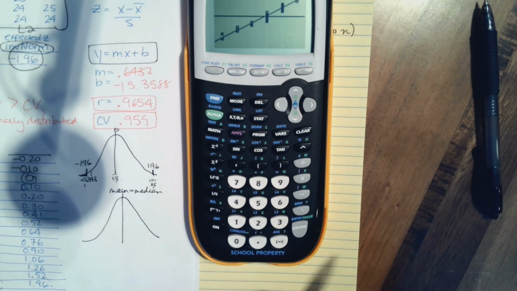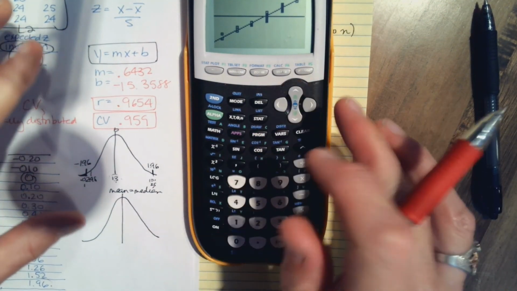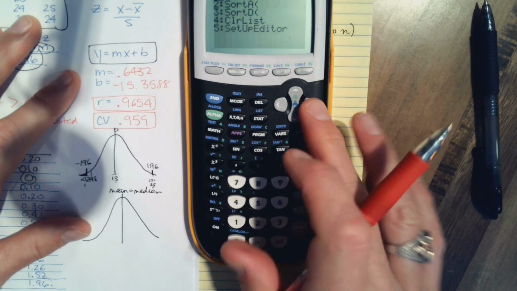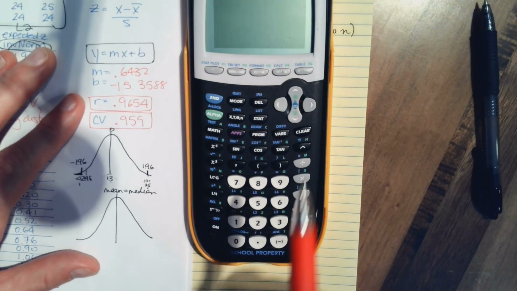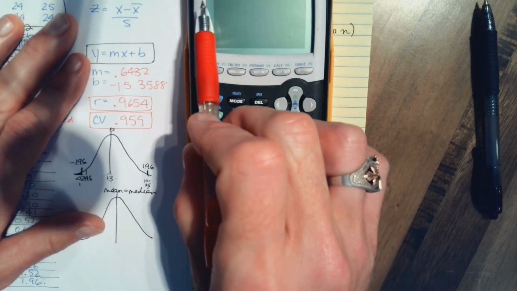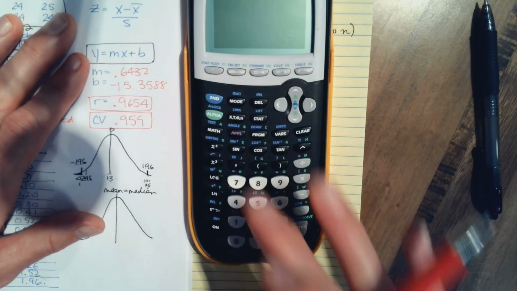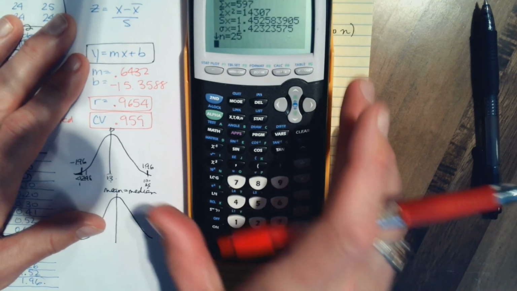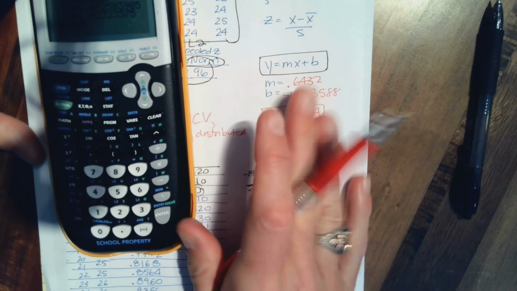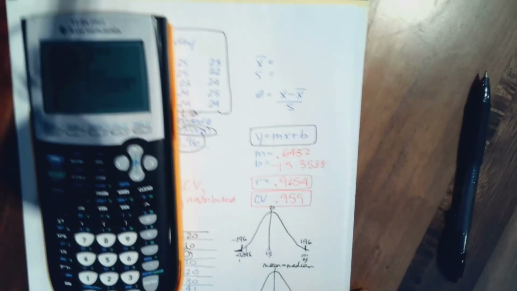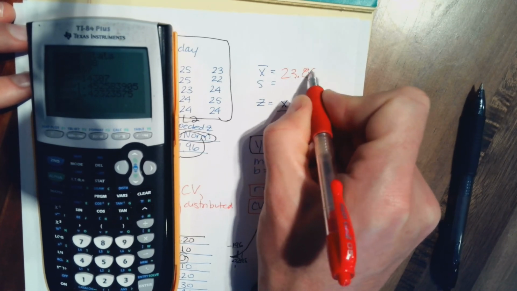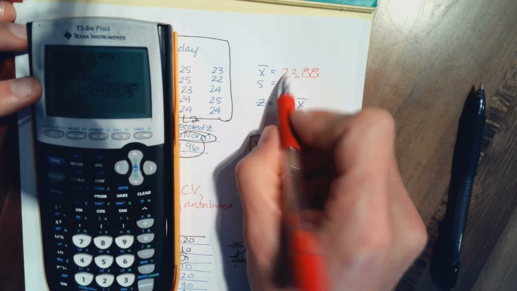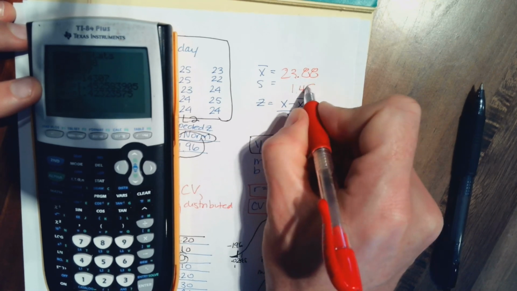All right, so one other thing I want to remind you of, if we go to our stat menu and do some calculations, the first option is our one variable statistics. If I run this on my original data, which is in list 1, I can find that the mean is 23.88, and the sample standard deviation is 1.45.